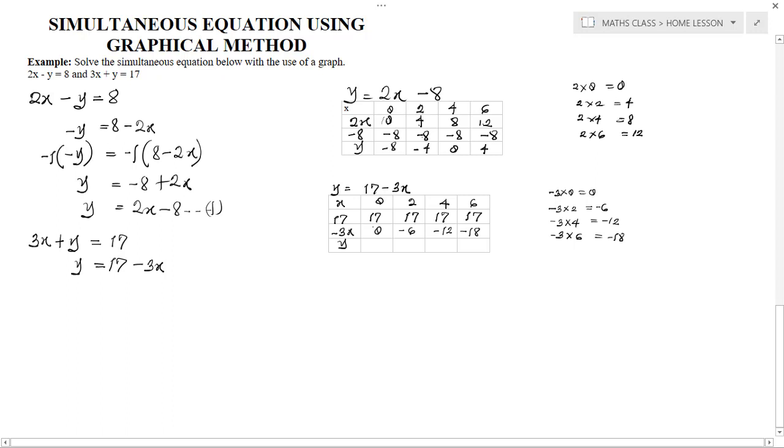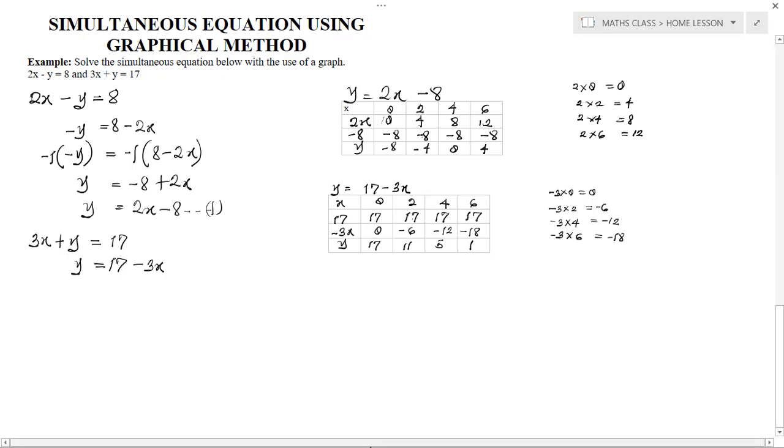We add them together. 17 plus 0 is 17. 17 minus 6 is 11. 17 minus 12 is 5. And 17 minus 18 is minus 1. So our table is ready now.